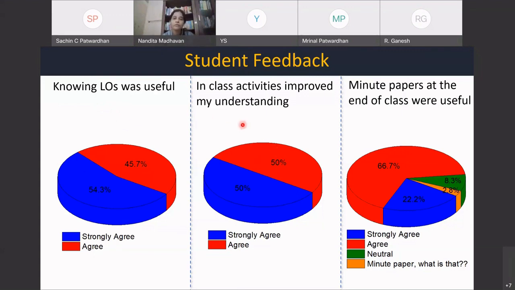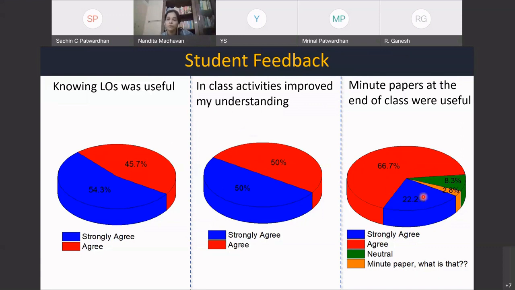The other question was on in-class activities, whether they improve the students' understanding. So this is another thing that students have agreed on. Minute papers at the end of the class was useful. So this, as you can see, is a mixed opinion. And I'll also tell you what I observed over time.